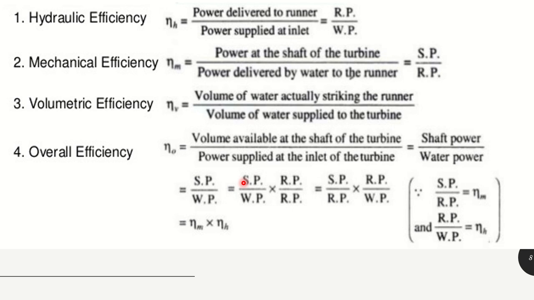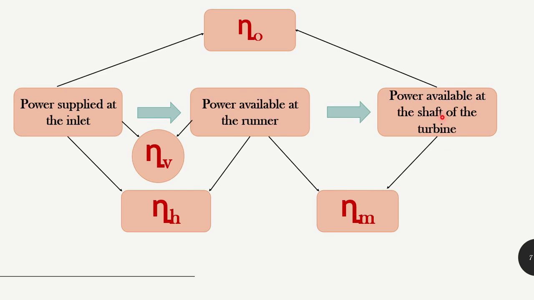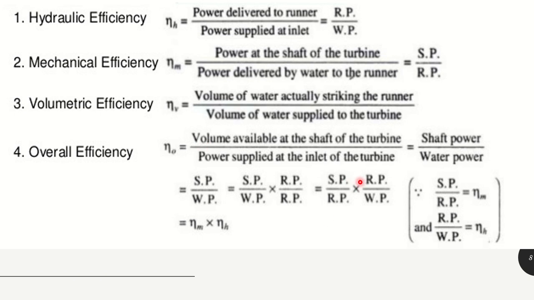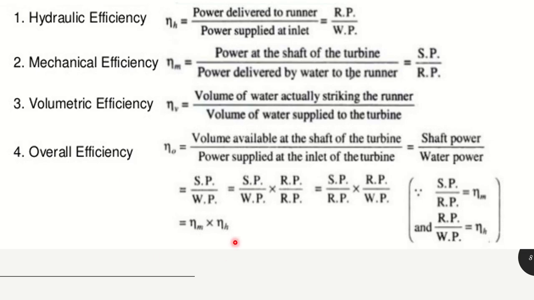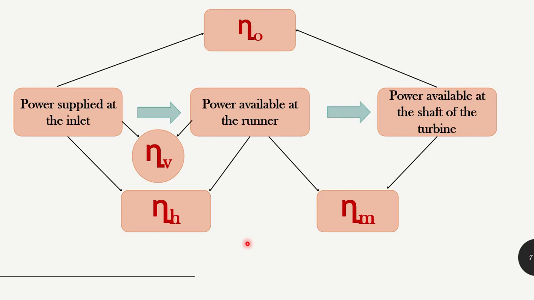So now I'll rearrange the terms. I will write SP by RP into RP by WP. So as we know, SP by RP is eta m, into RP by WP. RP by WP is eta h. So that's how is the relation among the three. So I hope you understood. Please have this flowchart in your mind. Then only you can write the efficiencies correctly without getting any confusion.